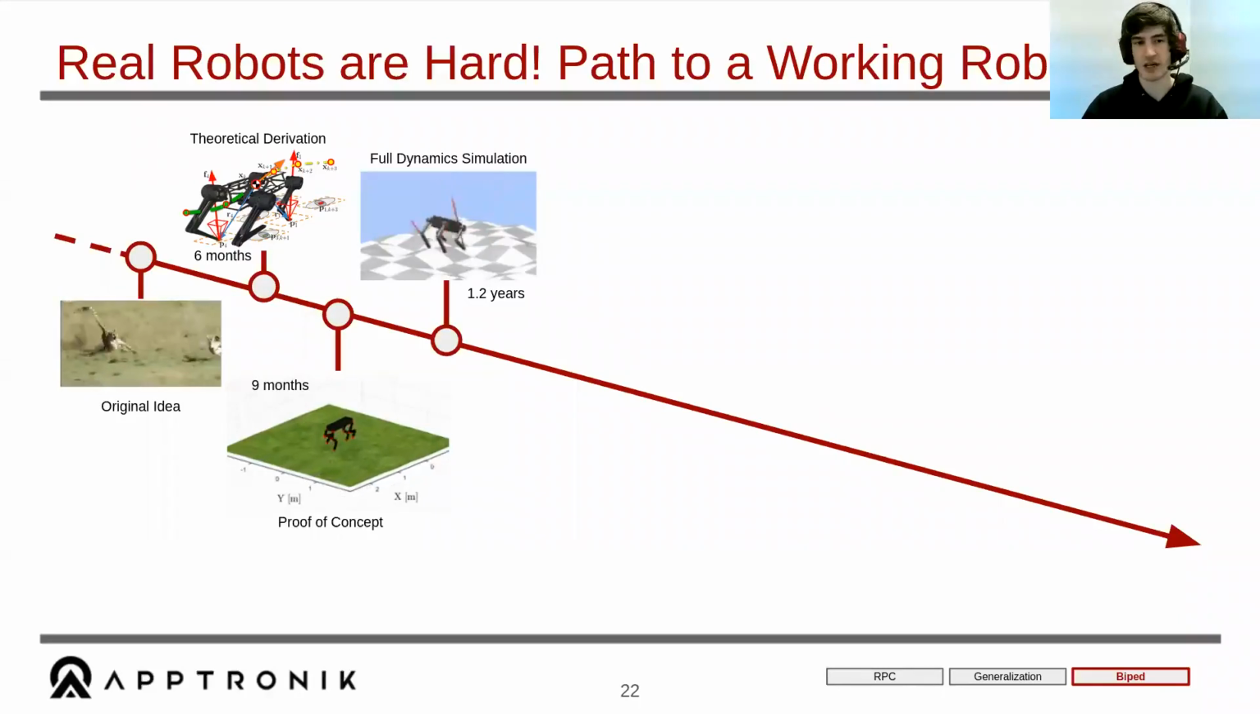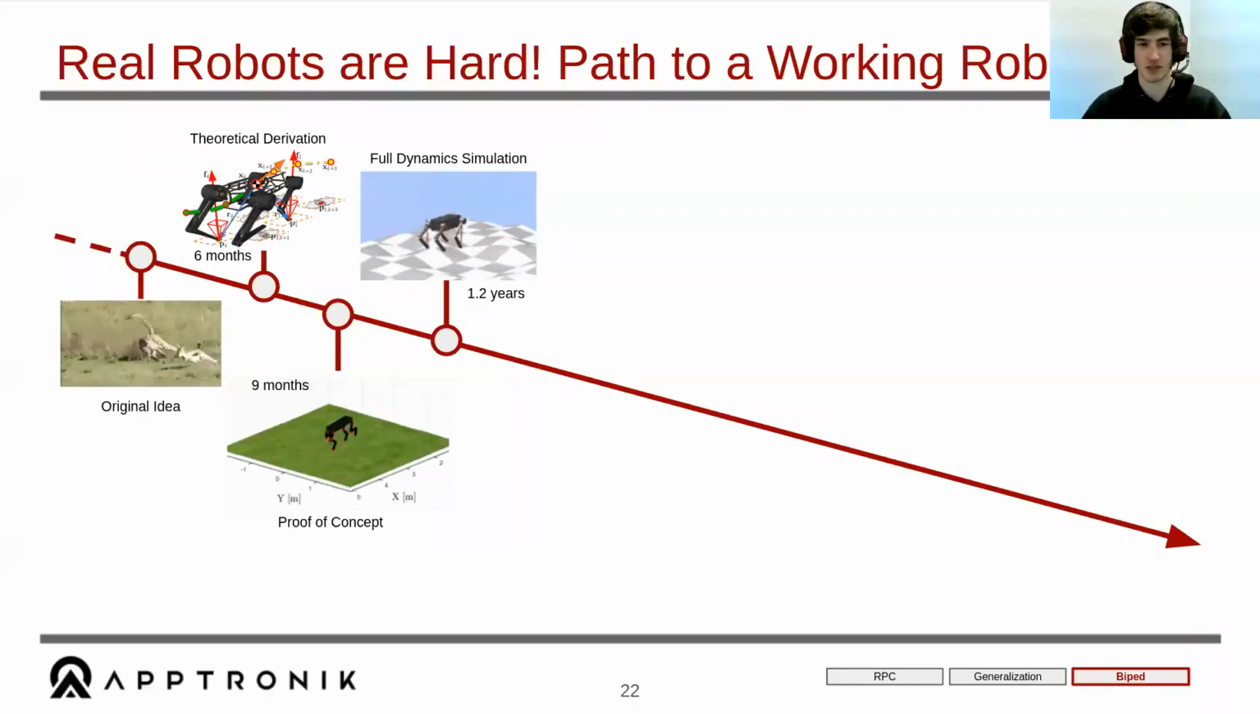And finally, I had a full dynamic simulation in a little over a year, from original idea to deriving all of the theory for it, to being able to show this on a full dynamic simulation. Took a little over a year, which at that point, I guess I could have said, okay, I'm done with my PhD. It works, great. But I really wanted to show it on hardware.